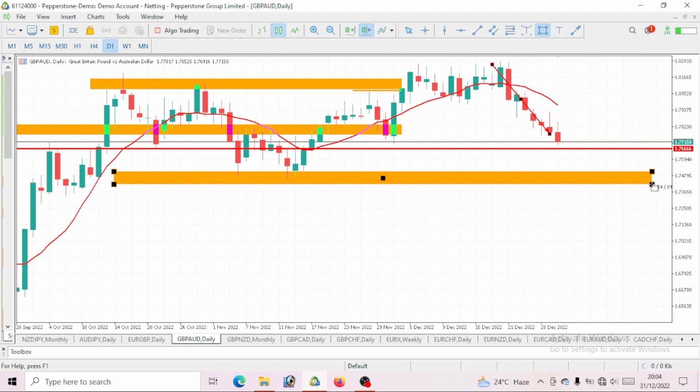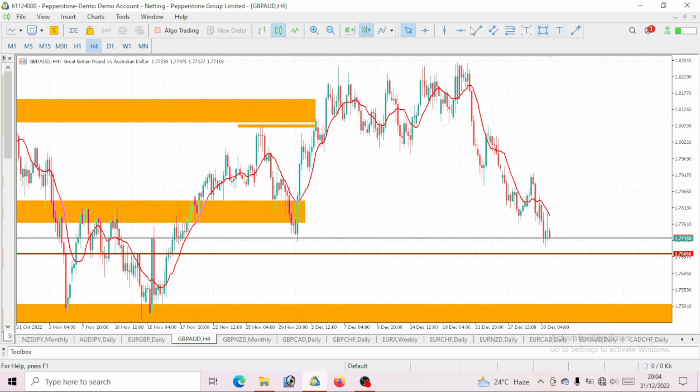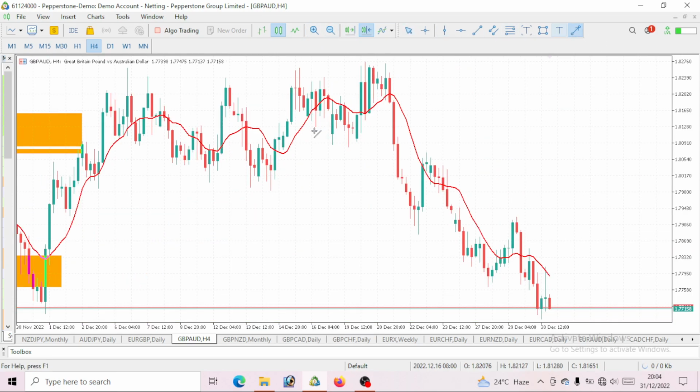So this is the target that I'm watching out for, from here to my level, which is about 250 pips. Same thing with the four-hour time frame. Clearly you can see on the four-hour time frame, these are lower lows and lower highs. So you would not want to go long. What you just want to do is go ahead and sell, short on GBPAUD.